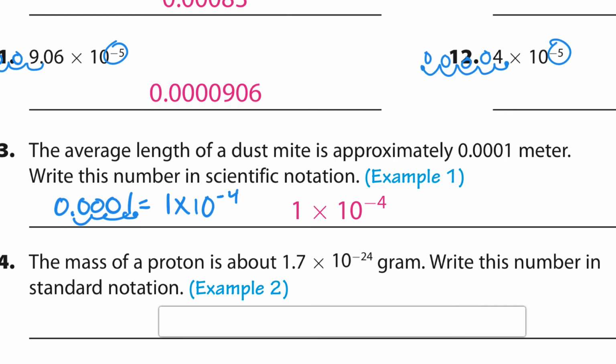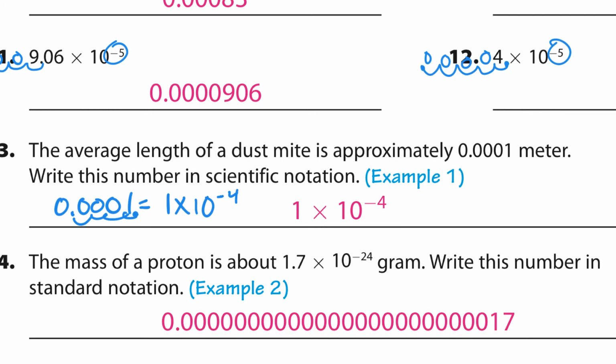The mass of a proton is about 1.7 times 10 to the -24th grams. Write the number in standard notation. Oh boy, there's going to be 23 zeros, aren't there? Because I have to move it 24 times to the left, and there's one spot taken up right there. So it's going to be huge. There are 23 zeros and then a 1 7.